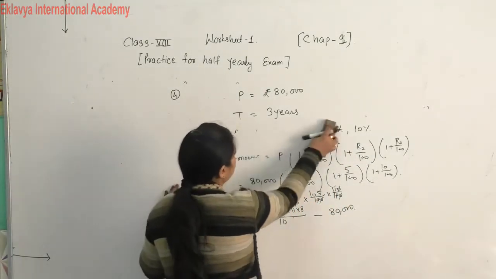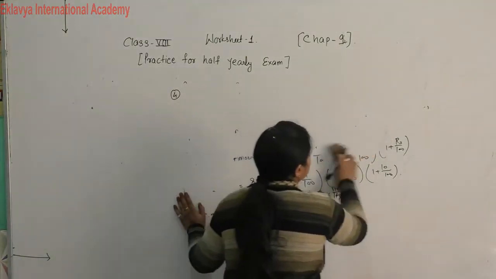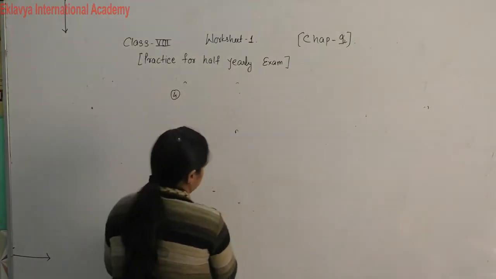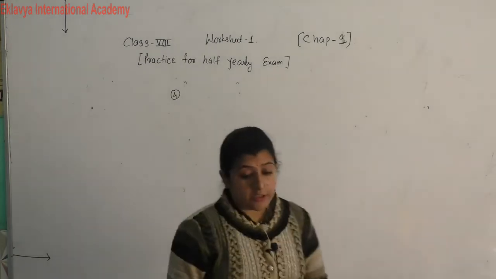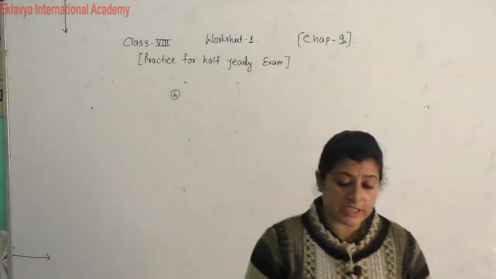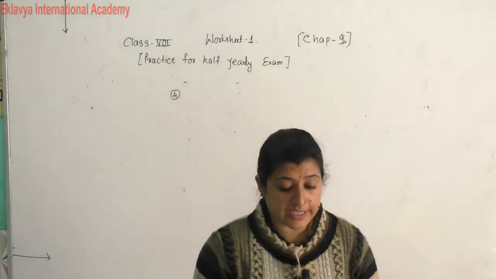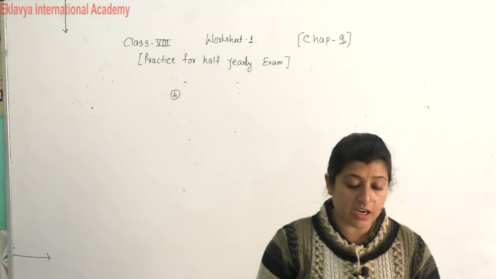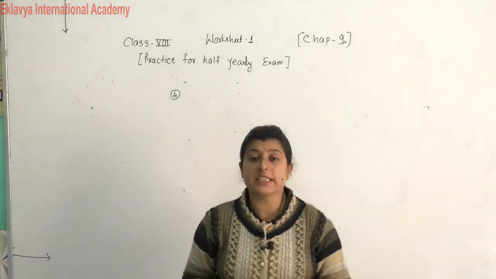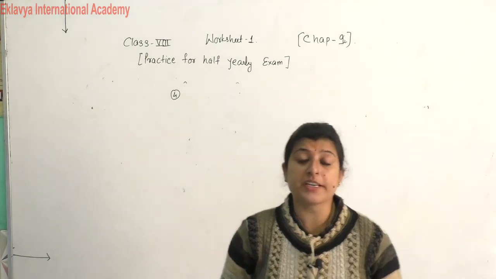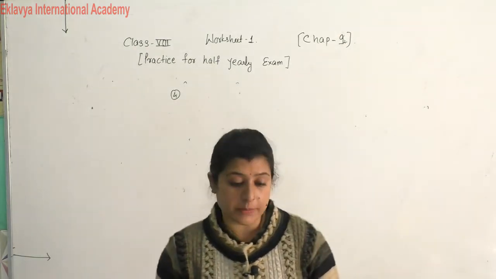Question number 5th. If the different rates are given to you, then we will solve like this. In question number 5th, find the compound interest on rupees 3125 for 3 years. The rate of interest for the first, second and third year 4%, 5% and 6%. Same pattern question as we solved already in question number 4.